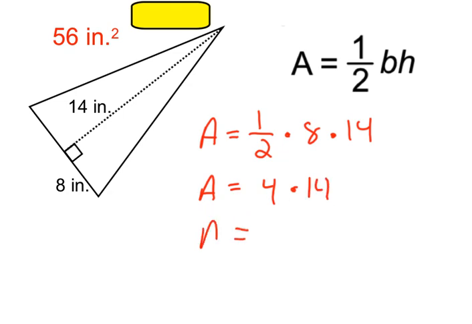And that's not one of our quick facts, so you might want to say, okay, what is 4 times 14? If you can't do it off the top of your head, 4 times 4 is 16. Carry the 1. 4 times 1 is 4, plus 1 is 5, so we have 56. And indeed, that does match our answer. So we did half of the base, which is 4, times the height, which is 14, and that gives us 56. An area of 56 square inches.